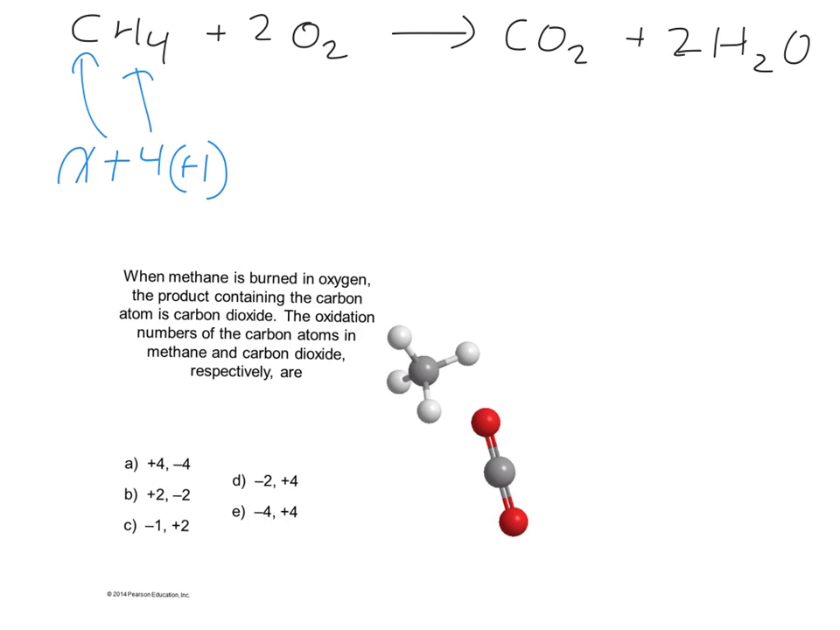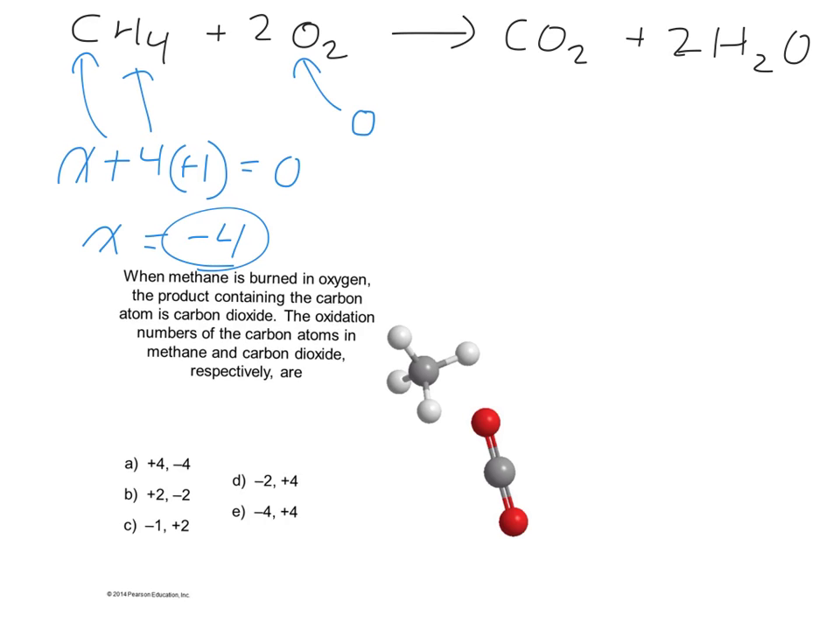We don't know the charge on carbon, but we know the sum of the oxidation numbers has to be 0, since methane's a molecule without a charge. So x plus 4 is 0, x would have to be -4. So in methane, carbon has an oxidation number of -4. Our oxygen over here is an element by itself, so it has an oxidation number of 0.